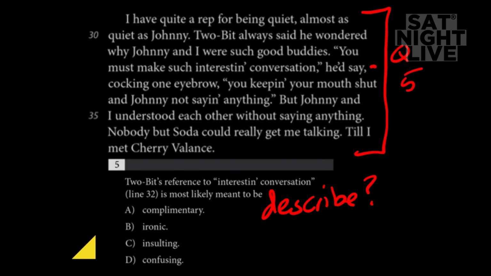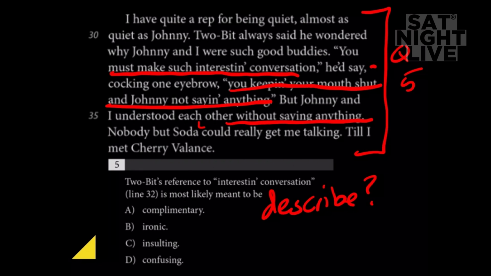"So I had quite a rep for being quiet, almost as quiet as Johnny. Tubit always said he wondered why Johnny and I were such good buddies. 'You must make such interesting conversation,' he'd say, cocking one eyebrow. 'You keeping your mouth shut and Johnny not saying anything.' But Johnny and I understood each other without saying anything. Nobody but Soda could really get me talking till I met Sherry Valance."